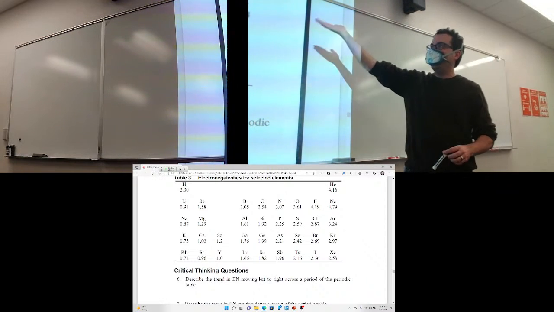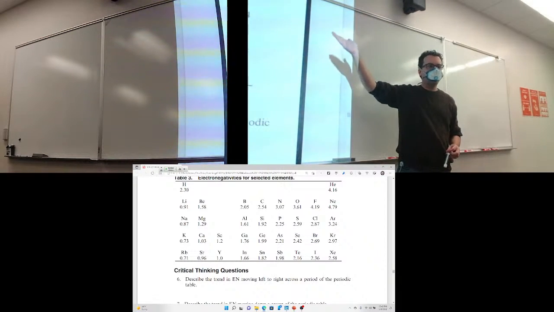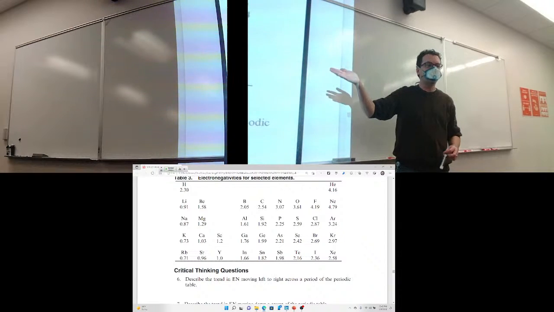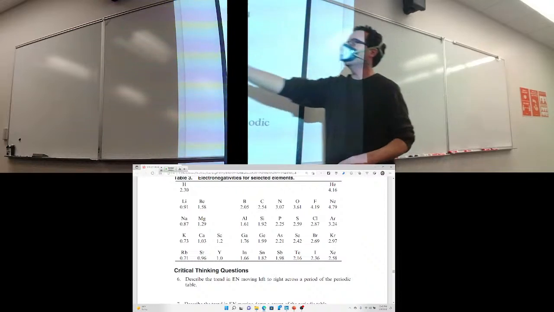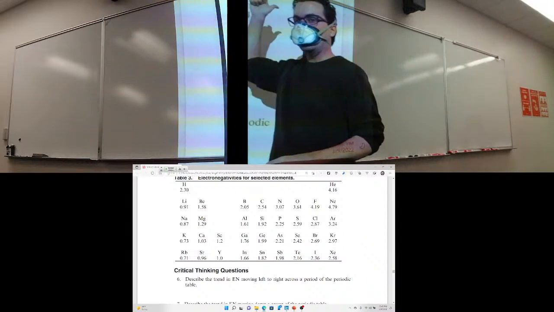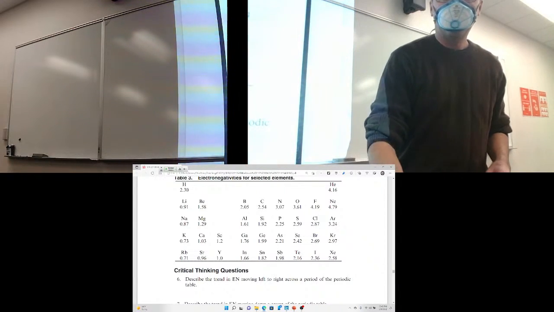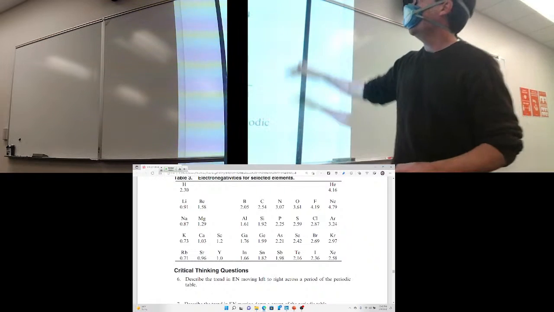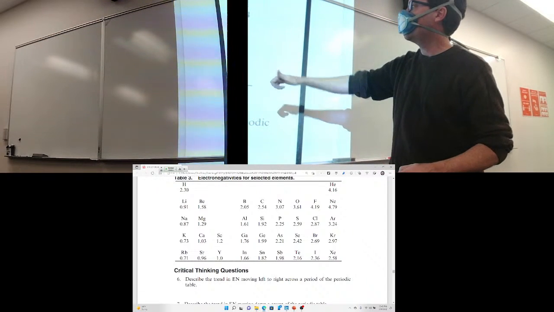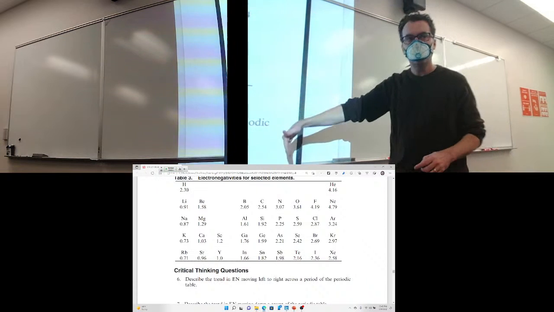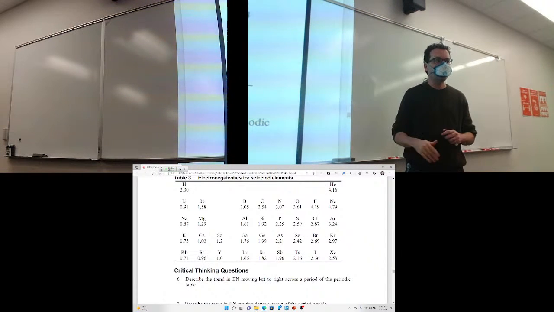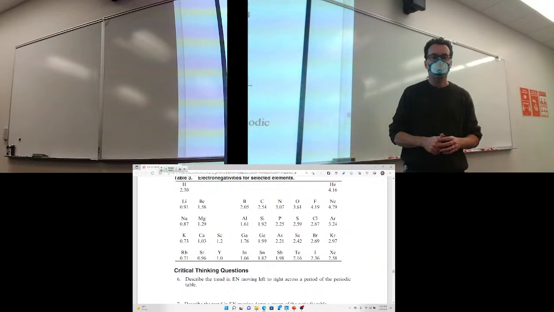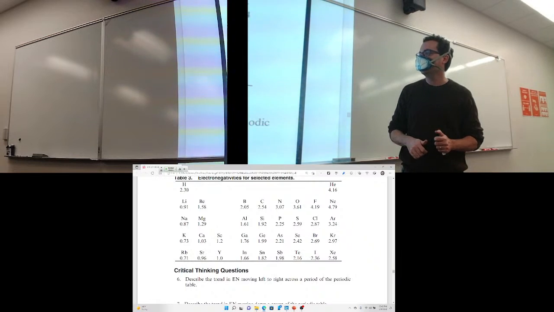Since we got these from average valence electron energy, and we got average valence electron energy from ionization energy, the trends are the same, right? Ionization energy going left to right increases. Same with electronegativity. And going top to bottom, which is question 7, it decreases. Same as ionization energy, same as average valence electron energy.